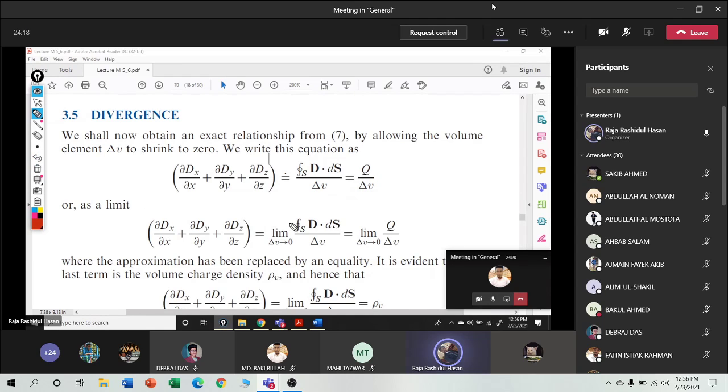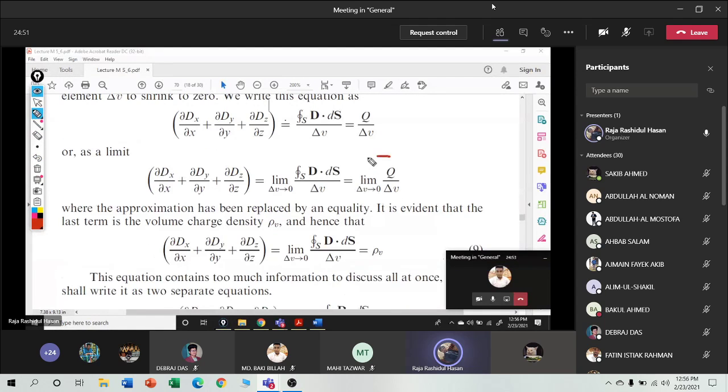Now if we take the limit of these two, we are taking the limit where delta V shrinks to 0, according to the definition of divergence. So if we take the limit delta V shrink to 0 of Q by delta V, this can be written as rho V, and you know rho V is the volume charge density. We have seen this term a lot of times. Rho V is the volume charge density.